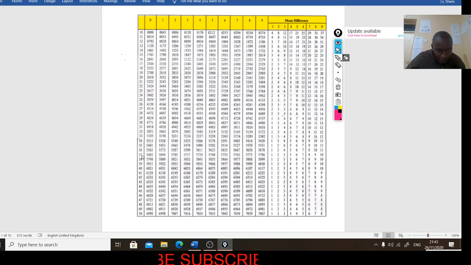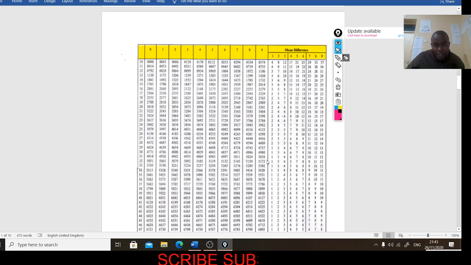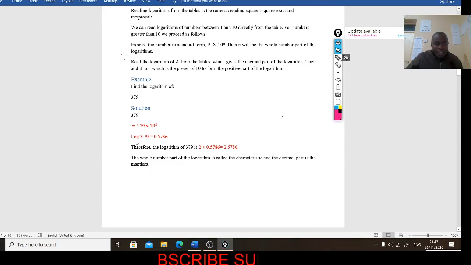So you read 3.7, you go to the column of 9, you go close up to the column of 9 here, you find this point. Remember, it's a point. So we are talking about 3.7. You go to the column of 9, you read as 0.5786. So after you find 0.5786, that's the log of 3.79.